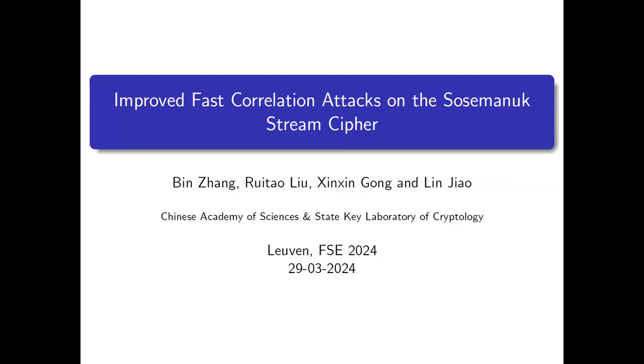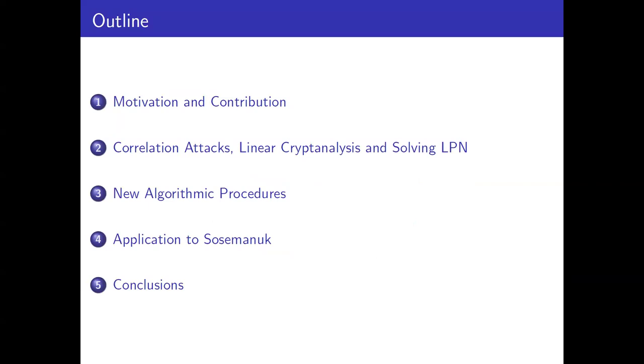Thanks for the introduction. The title of my talk is Improved Fast Correlation Attacks on the SOSEMANUK Cipher. This is a joint work with Chenhui Yu, Tianjin Gong, and Lin Jiao. My talk consists of these five parts. First, we will give some motivation and an introduction of our contribution. And then we will give some background on correlation, linear cryptanalysis and solving LPN. And we give the new algorithm procedures and make the application to SOSEMANUK. And finally, we give the conclusion.